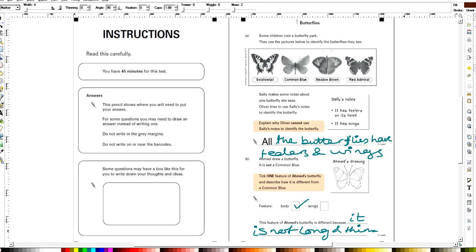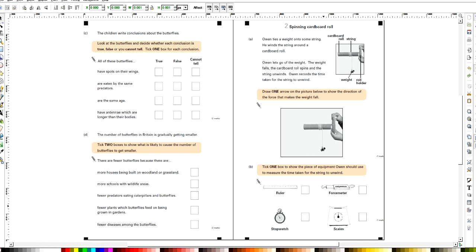Okay, right. Okay, page 2. Question C. The children write conclusions about the butterflies. Look at the butterflies and decide whether each conclusion is true, false, or you cannot tell. Tick one box for each conclusion. So let's have a look. So all of these butterflies have spots on their wings. By looking at the pictures, do they all have spots on the wings?